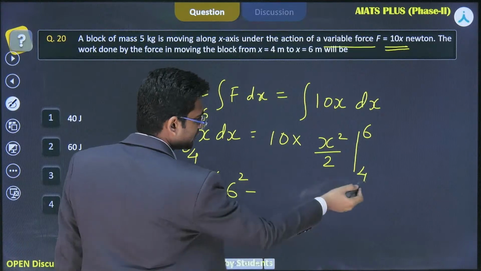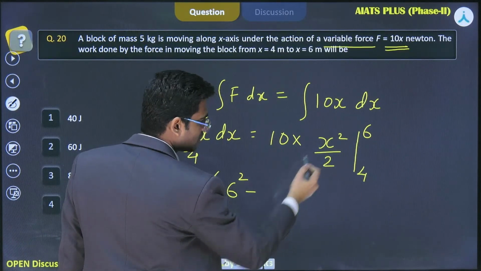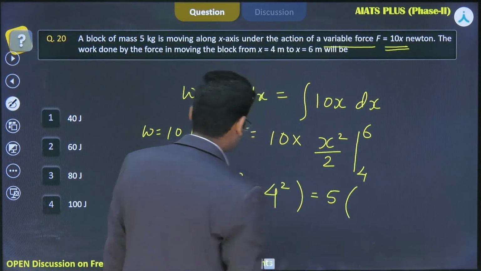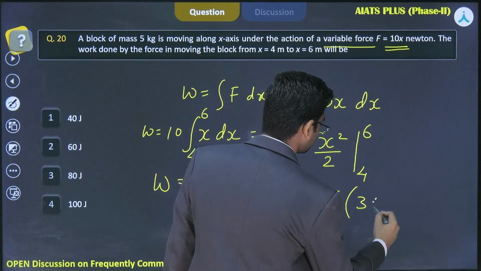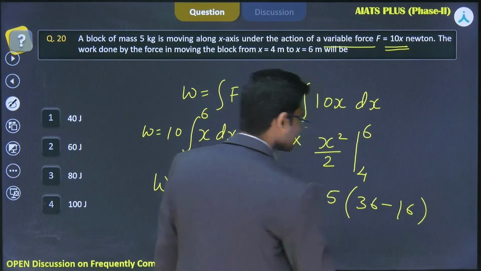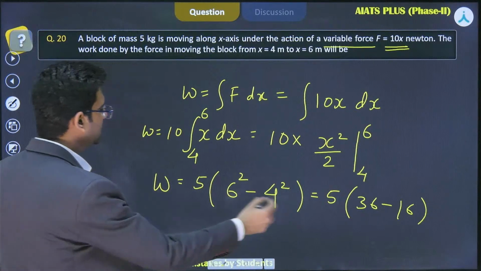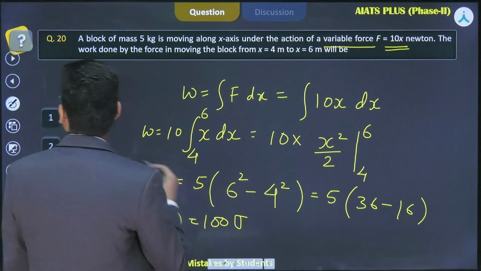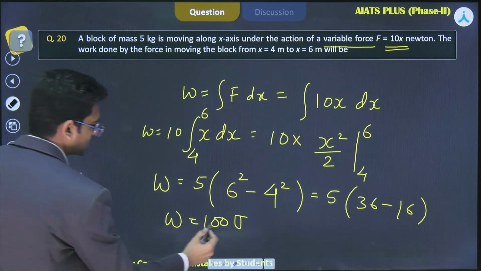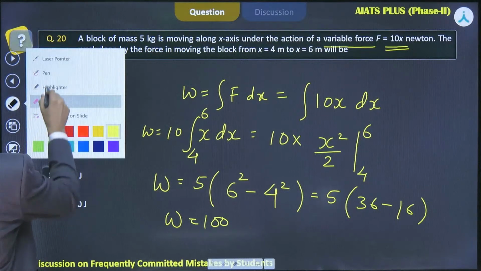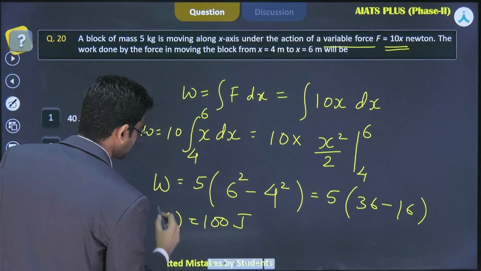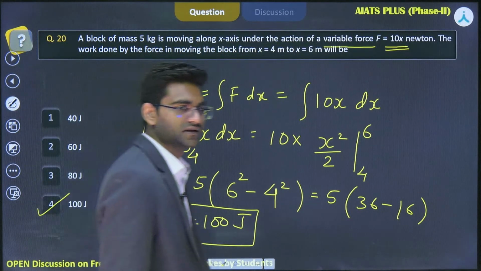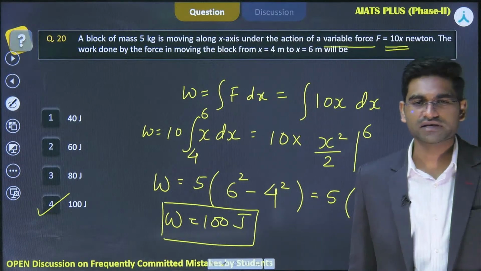So now you will put 4 in place of x and this will become 4 square. So this will become 5 into 6 square, means 36, minus 4 square, means 16. 36 minus 16 will be equal to 20. 20 into 5, the answer would be 100 joule, right? Answer would be equal to 100 joule. So this is the answer. Option number 4 contains our answer. That is, work done is equal to 100 joule.